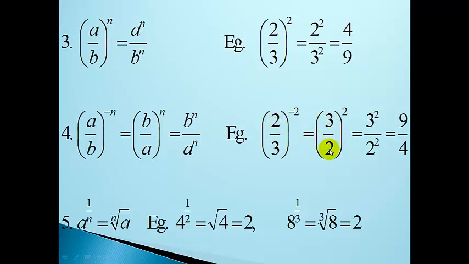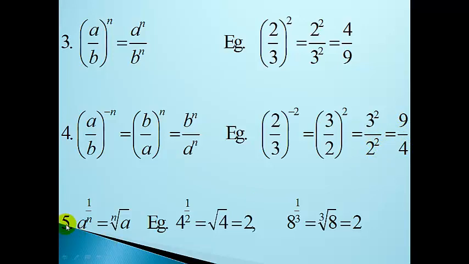As soon as 3 goes up and 2 comes down, the negative power changes to positive power, and that is how come minus 2 has changed to positive 2. Now according to property number 3, the exponent 2 is affecting both the 3 and the 2, and so 3 over 2 all exponent 2 is equal to 3 squared divided by 2 squared. Now 3 squared is equal to 9 and 2 squared is equal to 4. So the answer is 9 over 4.